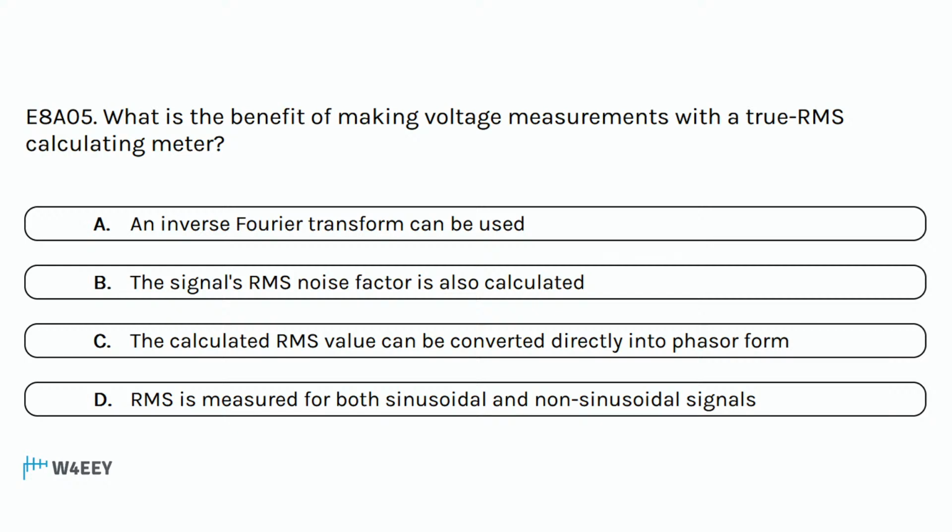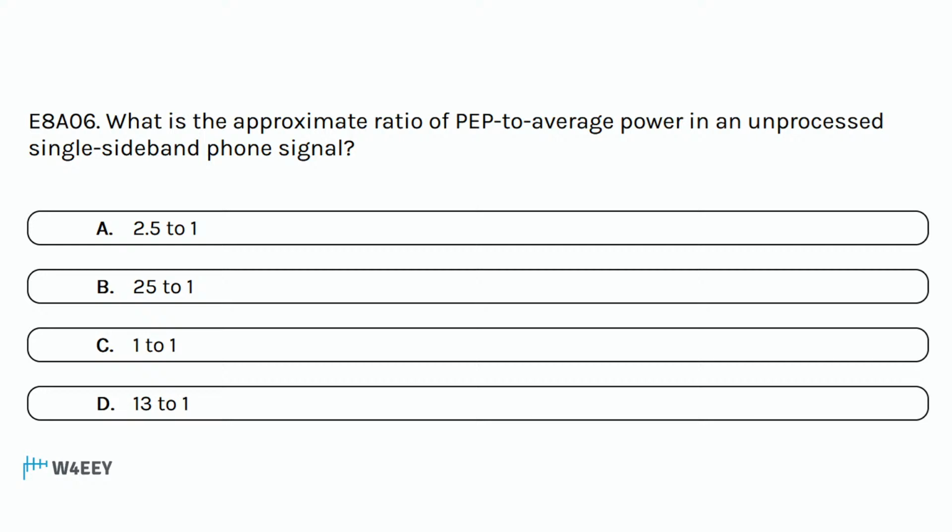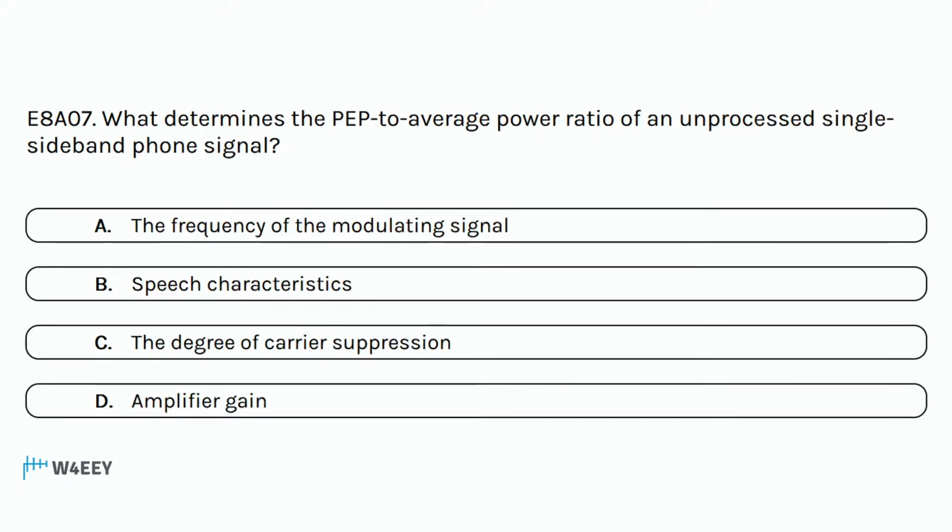Delta. Yes, RMS can be measured for both sinusoidal and non-sinusoidal signals. And what is the approximate ratio of PEP to average power in an unprocessed single sideband phone signal? Alpha. 2.5 to 1. And what determines the PEP to average power ratio of an unprocessed single sideband phone signal?